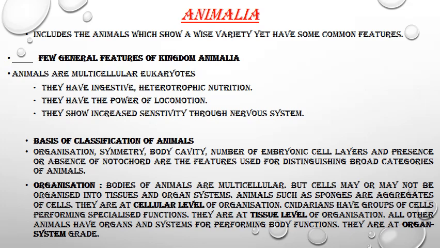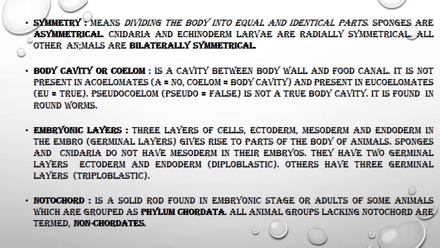Cnidarians have group of cells performing specialized functions. They are at tissue level of organization. All other animals have organs and systems for performing body functions. They are at organ system grade. So, symmetry means dividing the body into equal and identical parts. Sponges are asymmetrical. Cnidaria and echinoderm larvae are radially symmetrical. All other animals are bilaterally symmetrical.